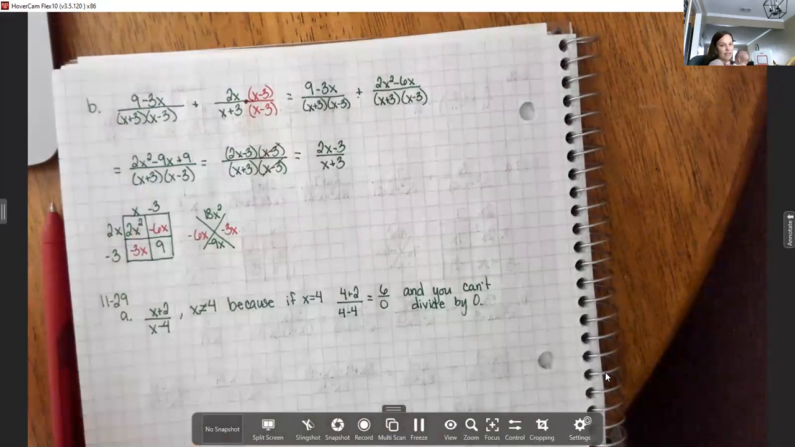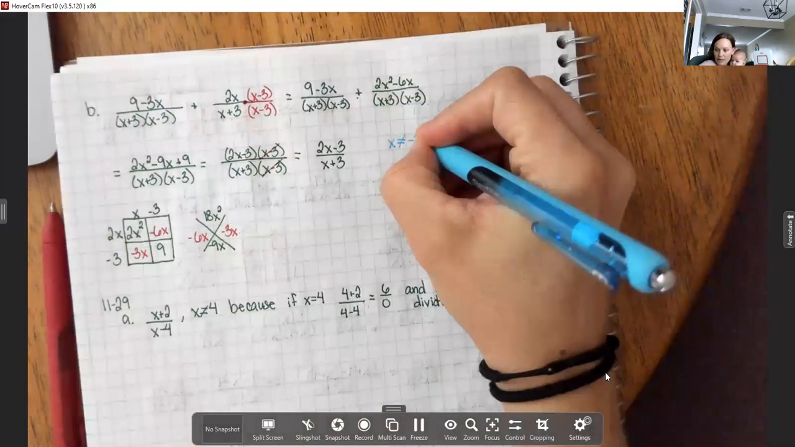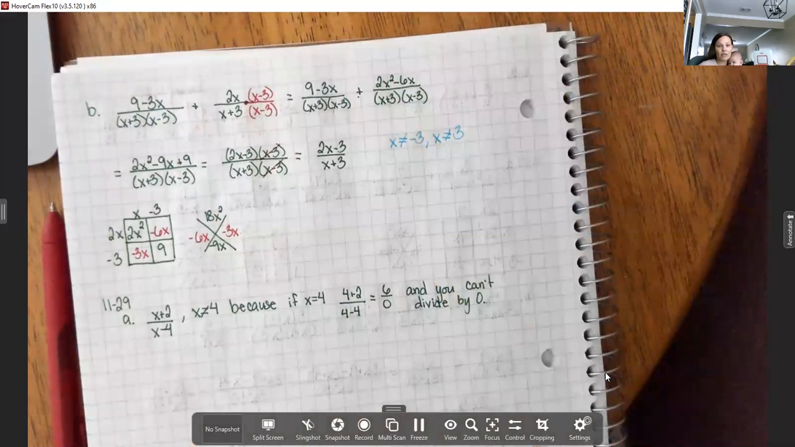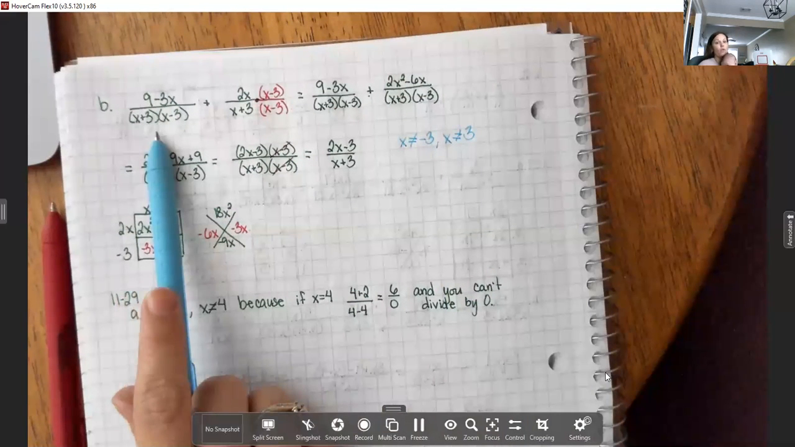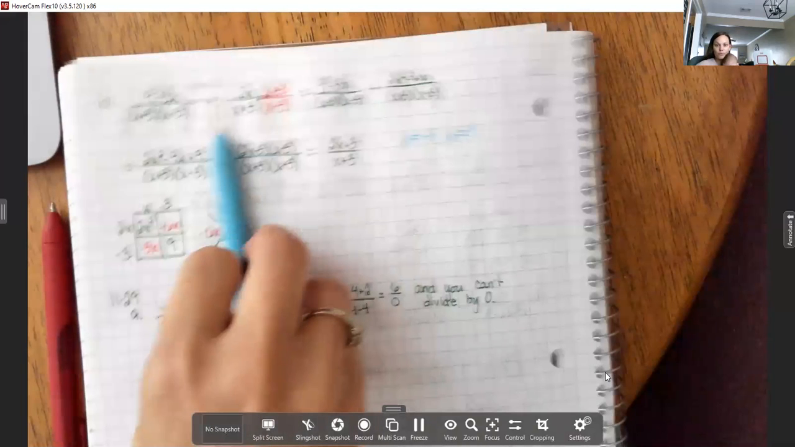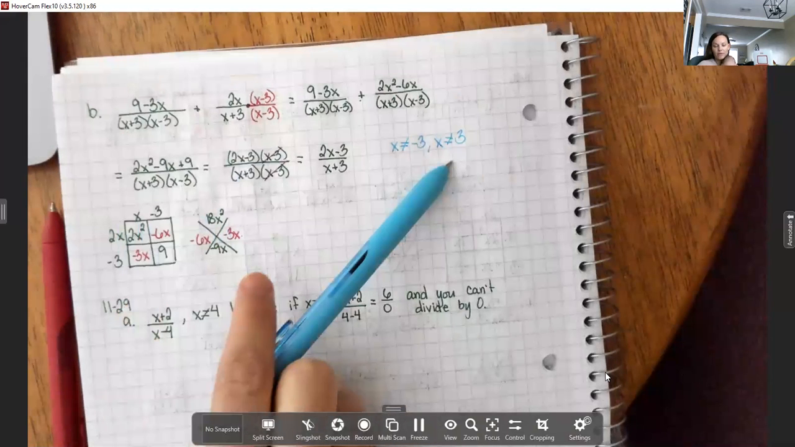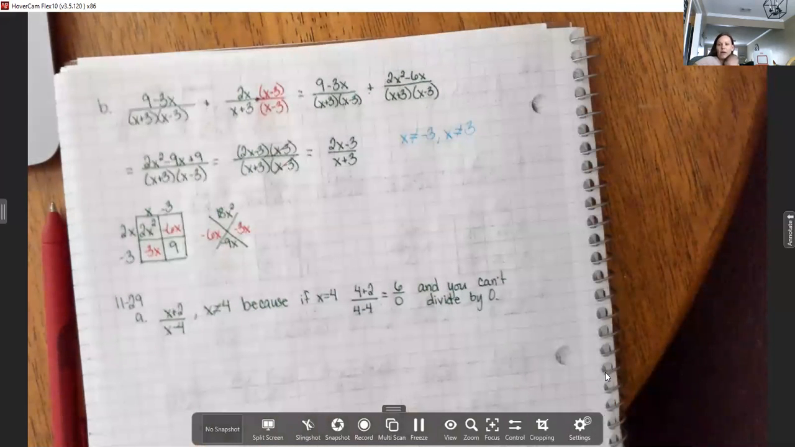3 minus 3 would be 0. So here, x doesn't equal negative 3 and x doesn't equal 3. Those are our two excluded values in this problem. You don't look at your answer, you look at your original problem. What would have made the denominator 0? So again, if I plug in negative 3, I have 0 here. If I plug in positive 3, I have 0 here. It doesn't matter what the other one is because our denominator would be 0.